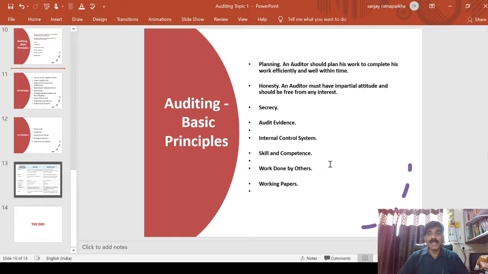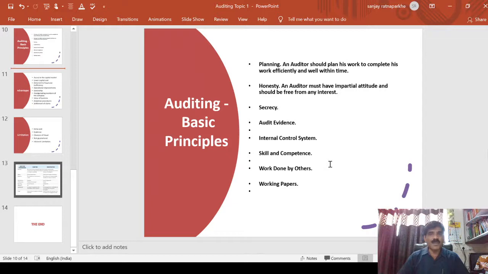So here, planning: when the auditor makes plans for their work, the first principle is that he should plan such that the audit is completed within the particular period.